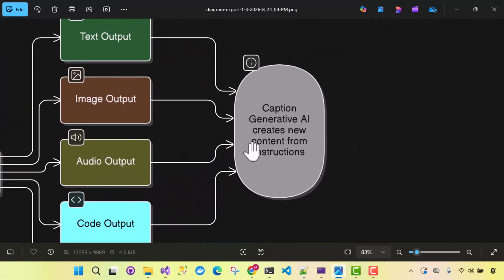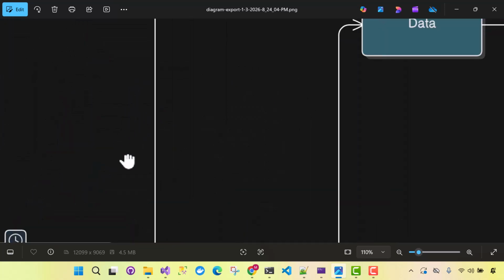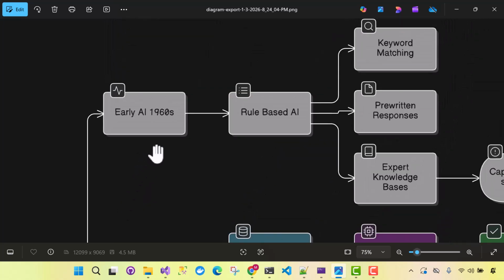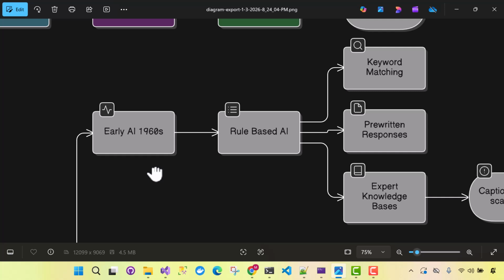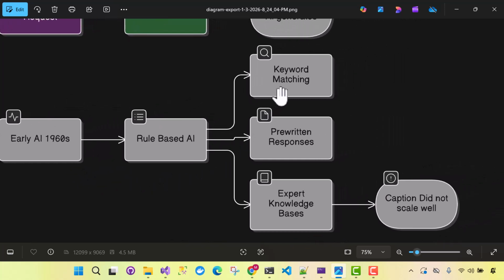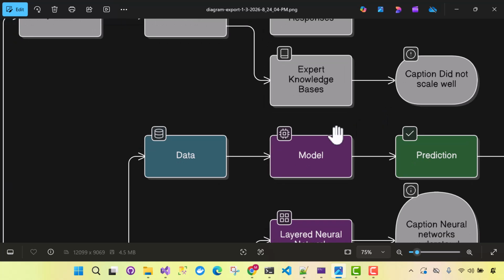Even though generative AI feels sudden, it's the result of over 60 years of AI research. The earliest AI systems appeared in the 1960s. These were simple, rule-based chatbots. They relied on pre-written answers, keyword matching, and expert-built knowledge bases. If a keyword appeared in your input, the chatbot returned a matching response. This worked, but it didn't scale. Language is too complex for hard-coded rules.